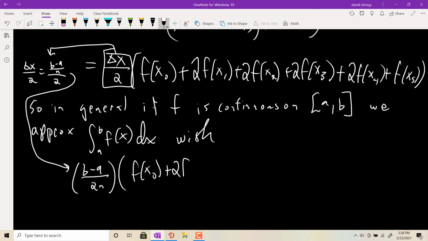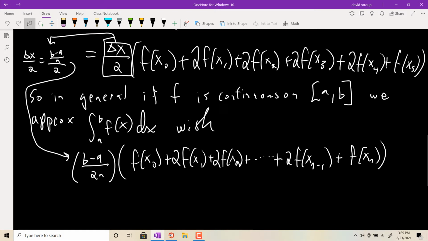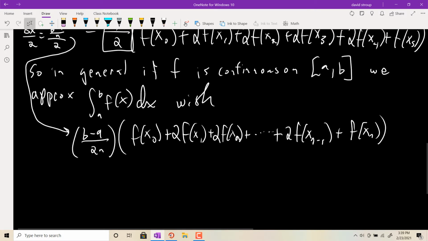plus 2 f of x sub 1 plus 2 f of x sub 2 plus and so on, plus 2 f of x sub n minus 1, and then plus 1 f of x sub n. Okay, where n is the number of rectangles you're using. Or in this case, trapezoids.